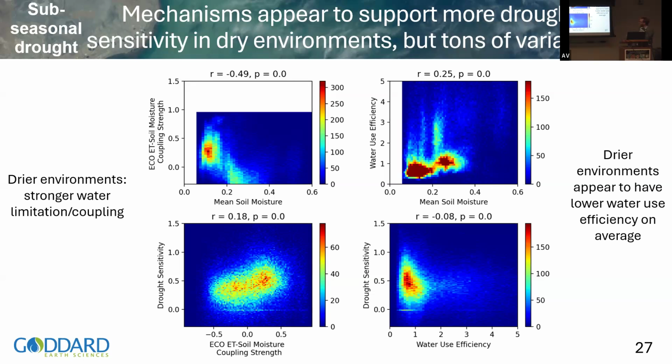And also water use efficiency has a positive relationship, it seems, with mean moisture amounts. So drier locations, again, they have lower water use efficiency. So we'd expect from that drier environments having a lower water use efficiency, they should be more drought sensitive then. Again, there is some bearing on that. That might be true, but it's a lot of variability, and it's a very weak relationship.